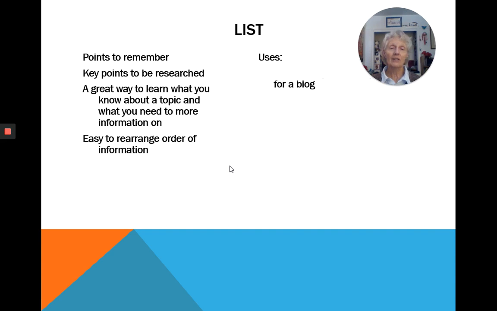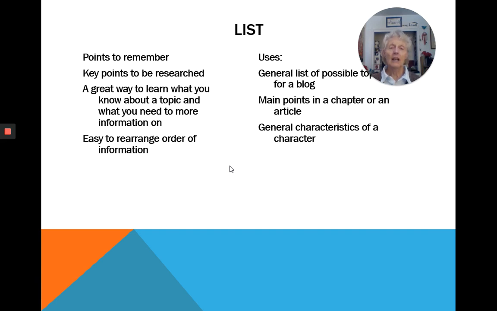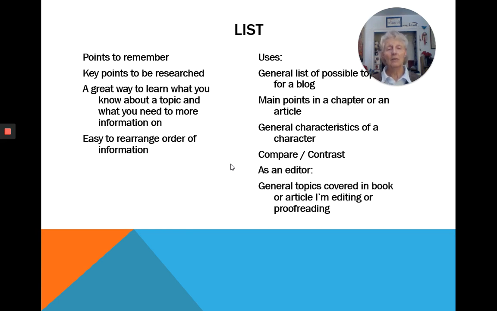And when would I use it? For a general list of possible topics for a blog, or maybe the main points to a chapter or an article. Characteristics of a character. It can also be used for compare and contrast. As an editor, I use it for general topics covered in a book or an article that I'm editing or I'm proofreading.